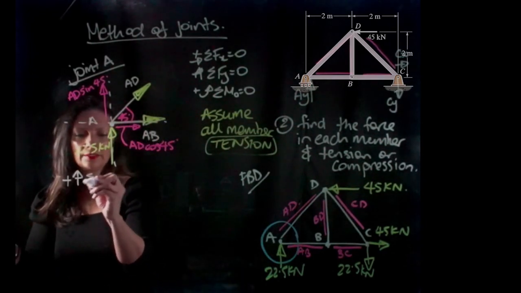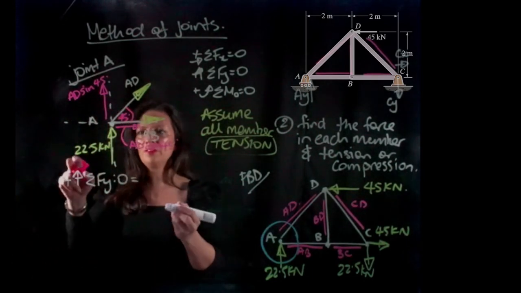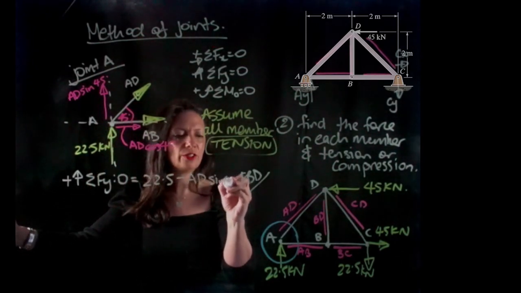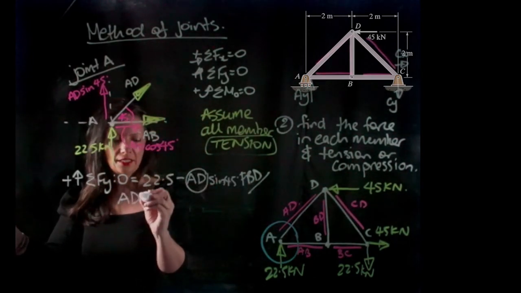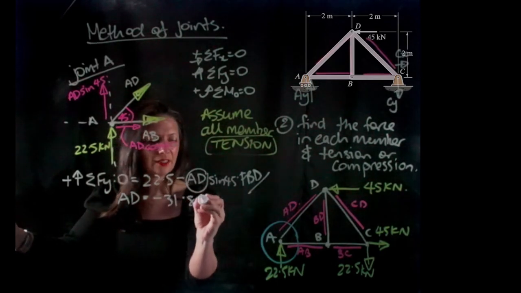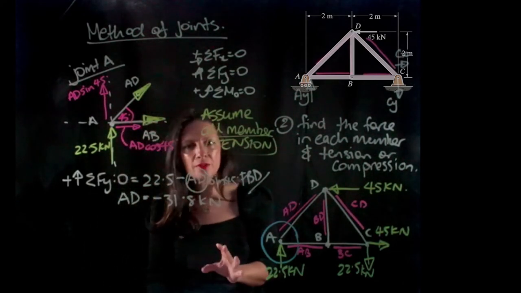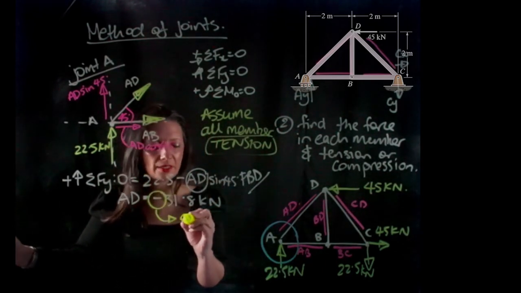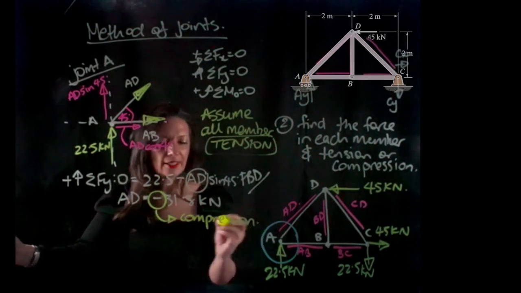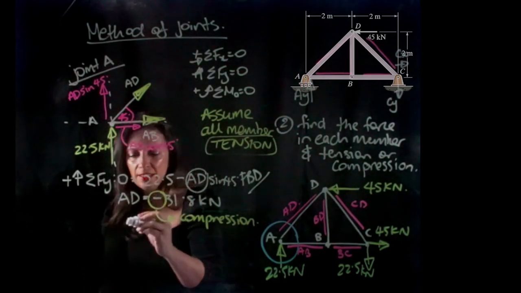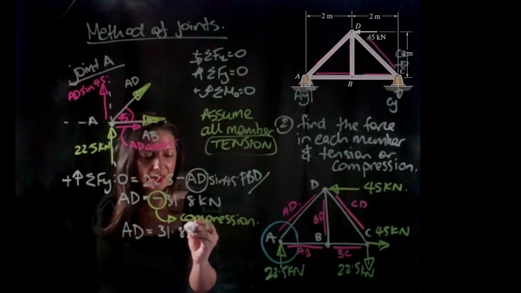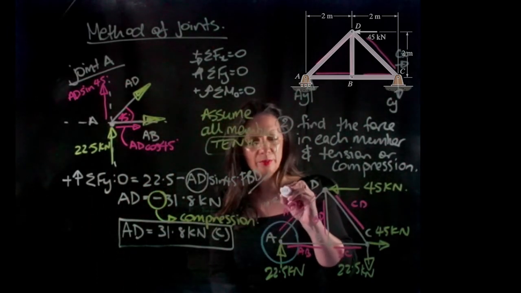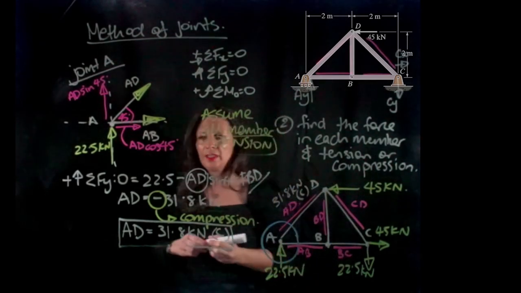So let's use our equations for equilibrium and determine force. If I take the sum of the forces, let's do the y direction first actually, because I have fewer unknowns in the y direction. So the sum of the forces in the y direction has to equal 0. So what do we have in the y direction? We have 22.5 kilonewtons minus AD sine 45. So I can solve for AD, and AD is going to equal minus 31.8 kilonewtons. Okay, so now we assumed that this member was in tension, but we've come out with a negative number, so that means my member is in compression. So the way we would write this is AD equals 31.8 kilonewtons in compression. So if I go over here, I can actually write 31.8 kilonewtons in compression.